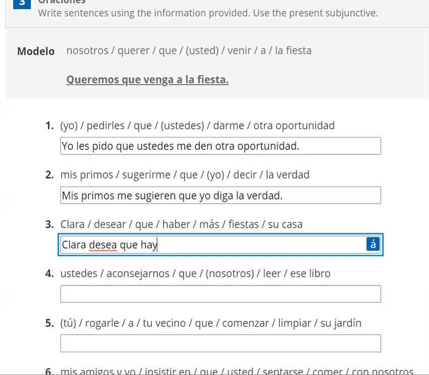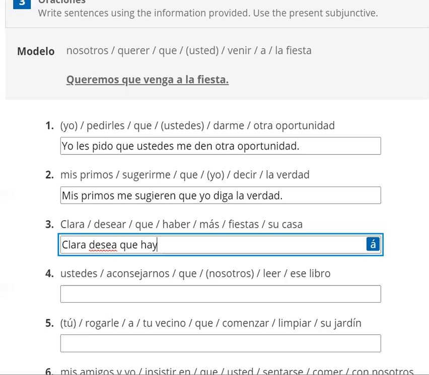It's a weird one. But anyways, what she's saying, she wishes that there were more parties, that there are more parties at her house. But she wishes that there are, or that there were, really that there are. So she is wishing, that's a verb of influence or a verb of desire, a verb of influence, will, desire, however you want to word it, a verb of want, volition, but we've got that. We've got to change the subject because there are more parties. That's not Clara. That's not who's doing that. So it's definitely a different subject.